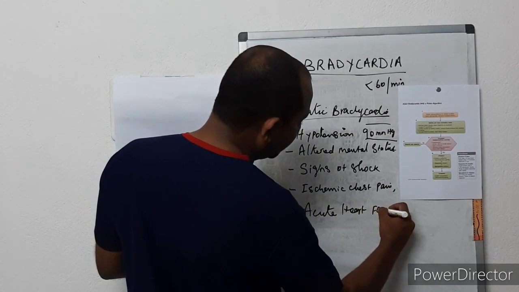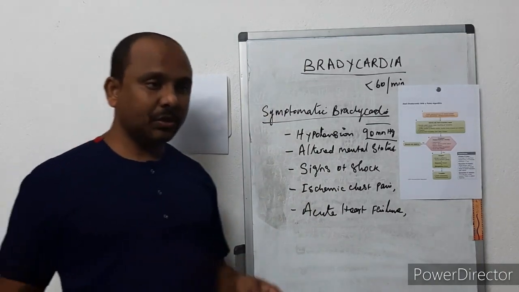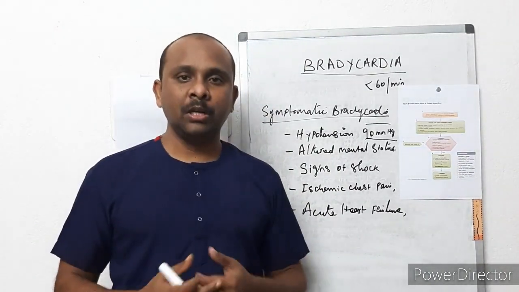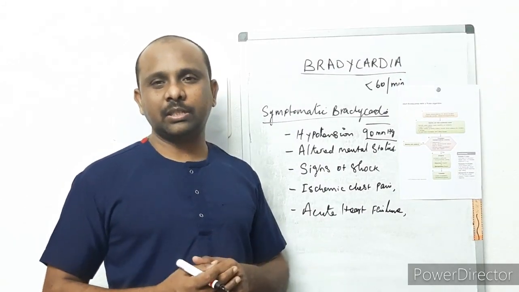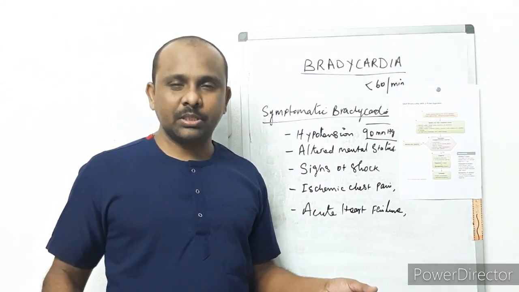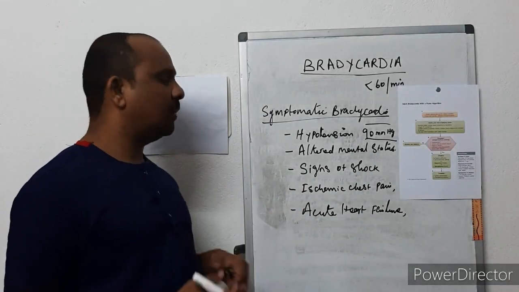The last A is acute heart failure. What it means is that the patient is having signs of pulmonary edema. The heart is not pumping properly, so congestion in the lungs is happening, and the oxygenation is coming down. All this will fall into acute heart failure.